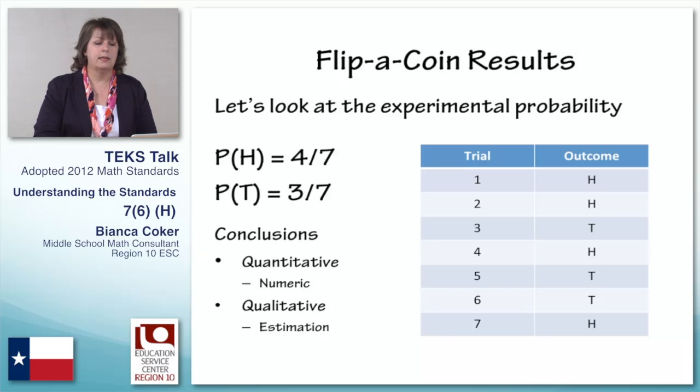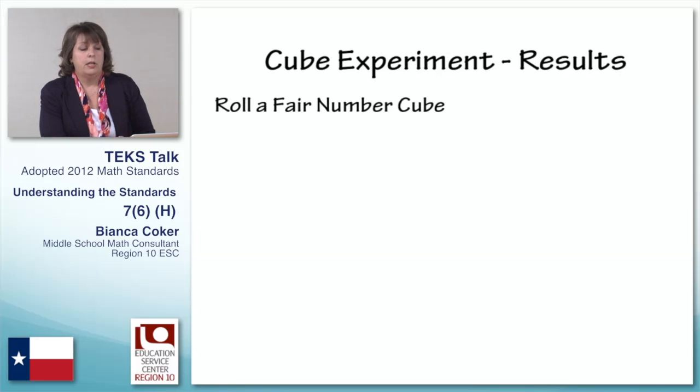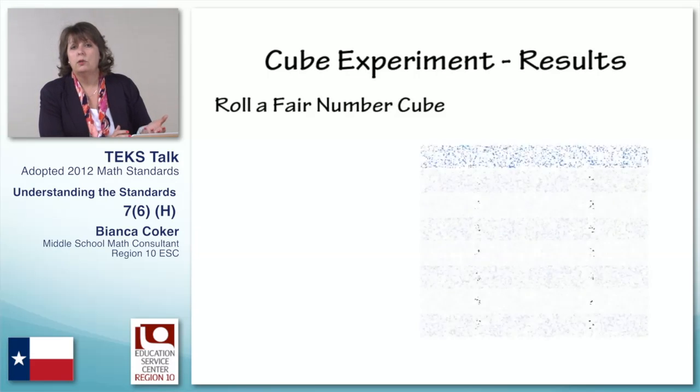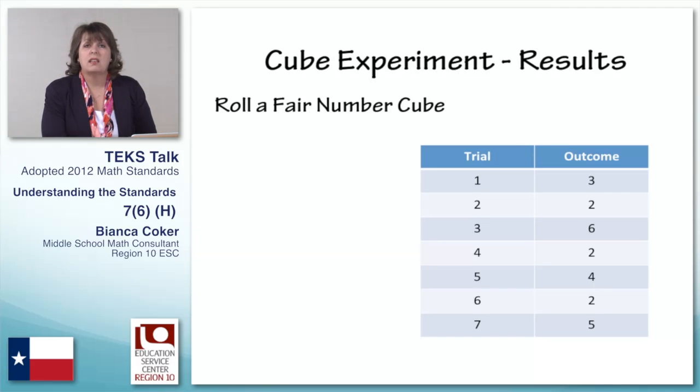Let's look at one more example. So if we were to roll a number cube, a fair number cube, and you know the outcomes can be 1, 2, 3, 4, 5, or 6 dots, and we record for each trial the number of dots that landed up on the cube, we might have gotten these kinds of outcomes. So if we look at this, we have 7 trials total.